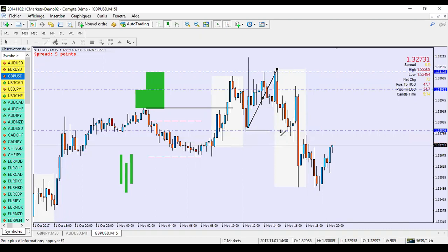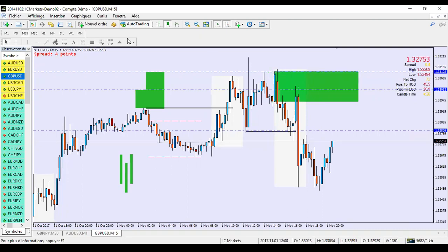I will take that low as my reference, so you see there is a break in structure. And once that happens, I use the same principle I just told you about, the order blocks. So there are 3 candles. You see that one and the next one. And I take the last bullish candle before the bearish move. That's my area of hunt.